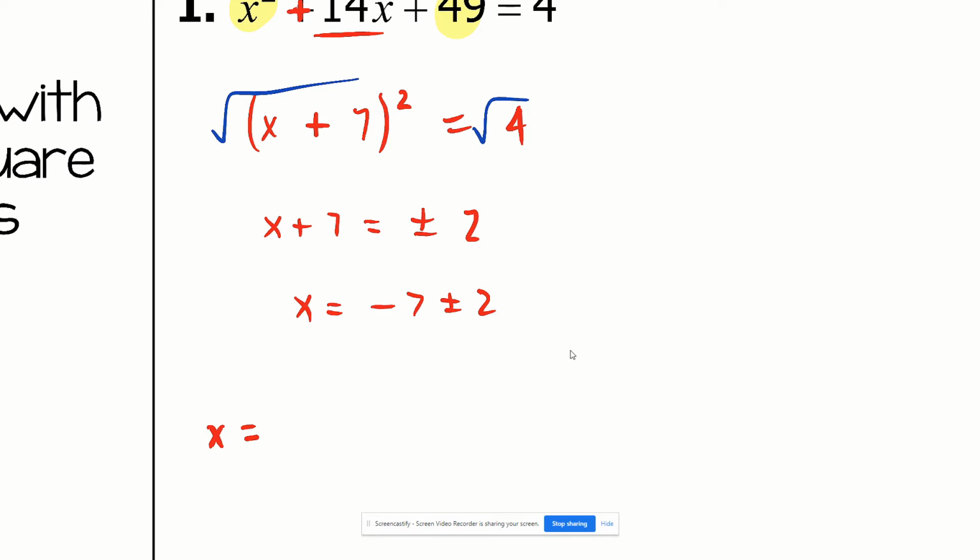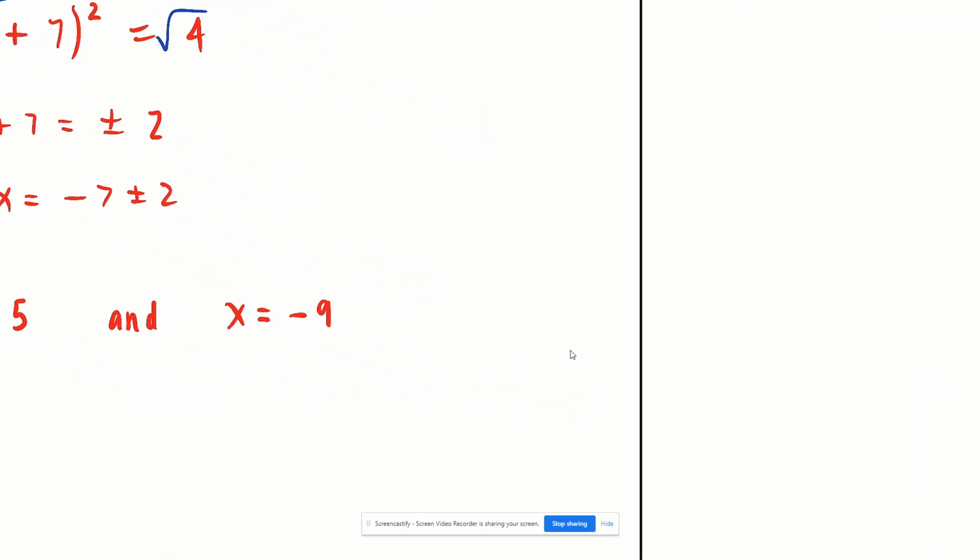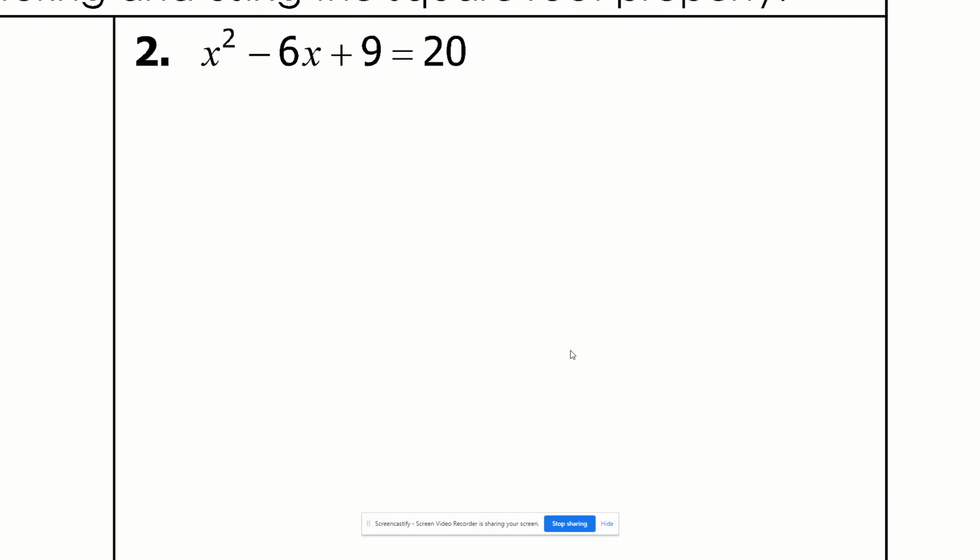What is negative 7 plus 2? That's negative 5. And what's negative 7 minus 2? Well, that's negative 9. So my two solutions for this quadratic, using this concept of perfect square trinomials, we can actually pretty easily solve this problem for our two solutions. Let me show you another one of these, and then let me show you how we're going to use it today to solve.